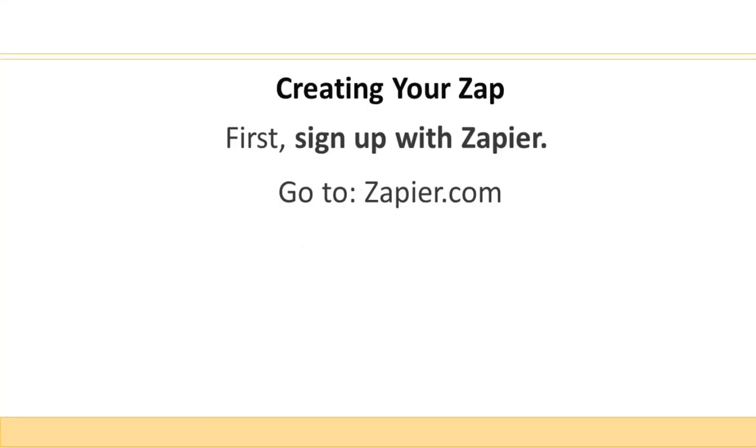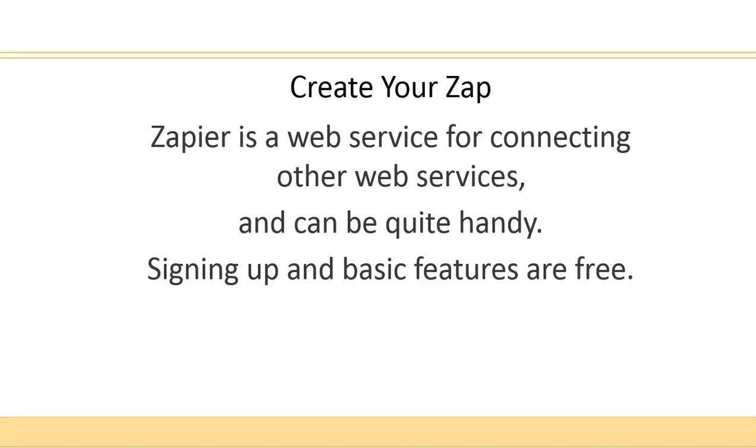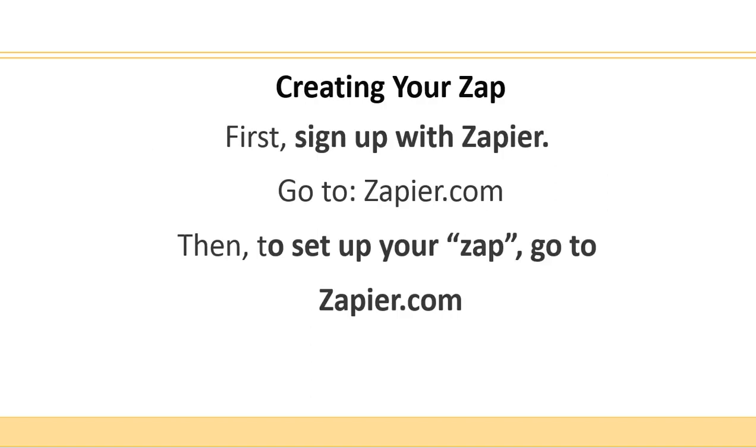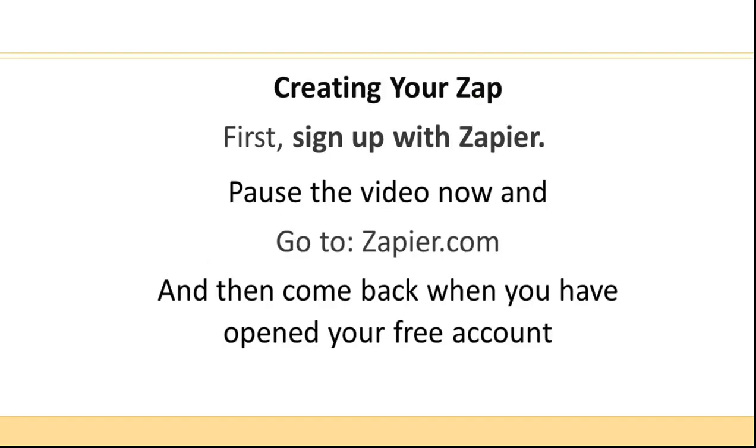Zapier is a web service for connecting other web services, and it can be really handy. So signing up and basic features are free. So to sign up and create your first Zap, go to zapier.com. Okay, so I want you to pause the video right now and then go to zapier.com and just open up a free account. It's very easy to do, just takes a few minutes. And then come right back and start the video when you've opened your free account.